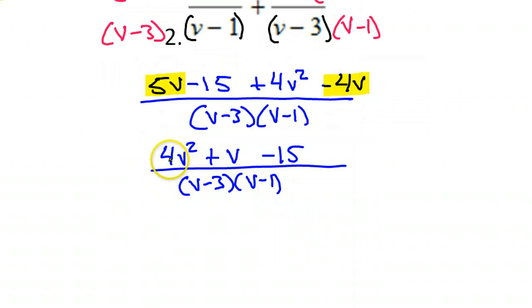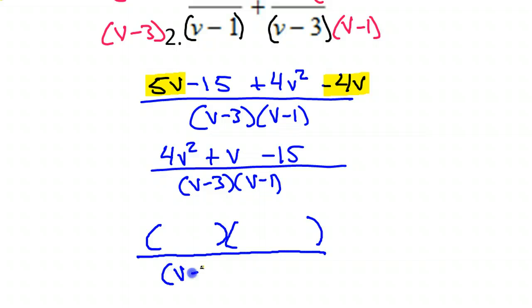Now, I should attempt to factor this numerator just in case it will cancel out one of these factors in the denominator. So I'm going to attempt to do it. There's no guarantee that it is factorable, but I shall try. Okay, 4v squared. So I'm going to start with 2v and 2v. Let's see how that goes. But if this doesn't work out, I'll go back and try 4 and 1.